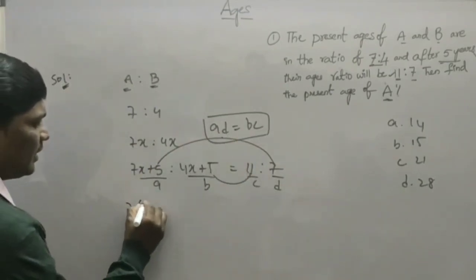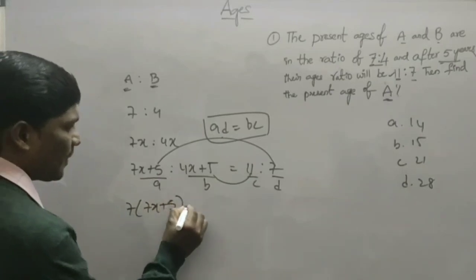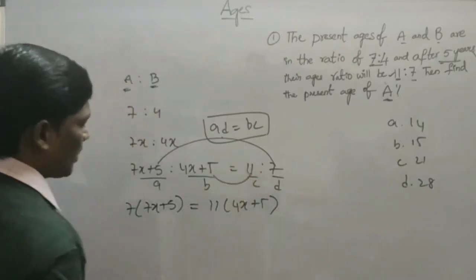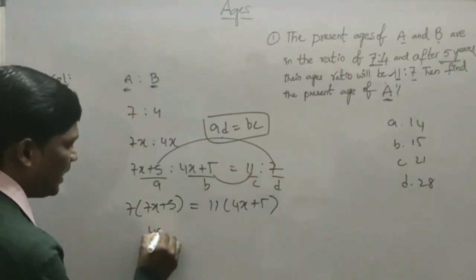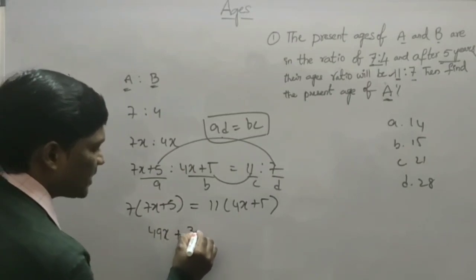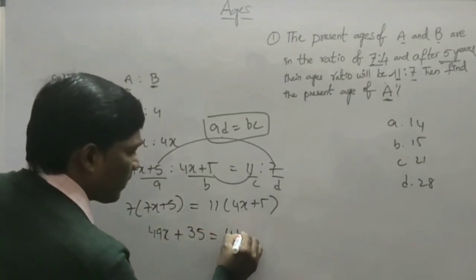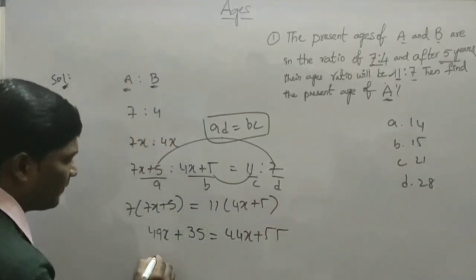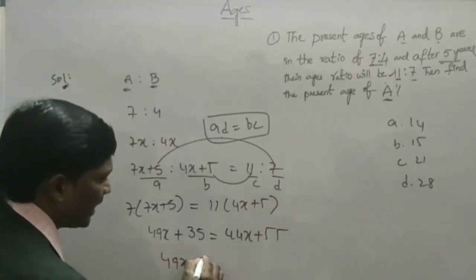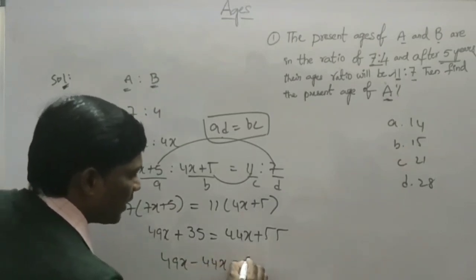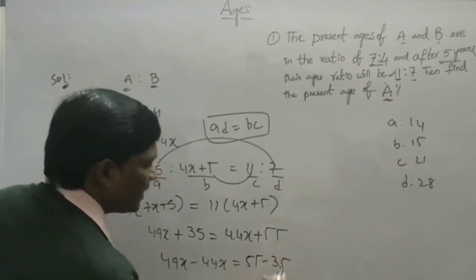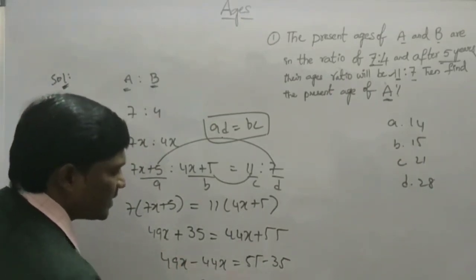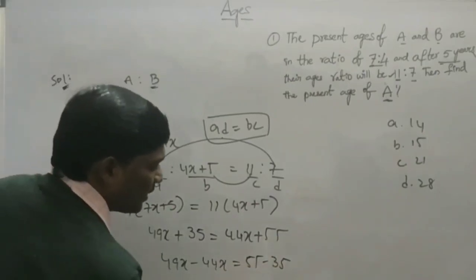Then 7 into (7x plus 5) is equal to 11 into (4x plus 5). So 7 sevens are 49x plus 7 fives are 35, 11 fours are 44x, 11 fives are 55. Let's bring x to one side. Then 49x minus 44x is equal to 55 minus 35. So 5x is equal to 20.